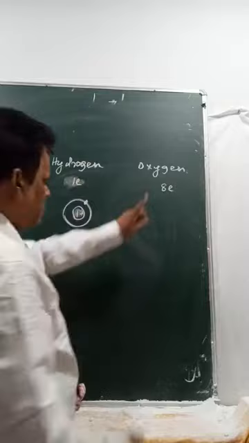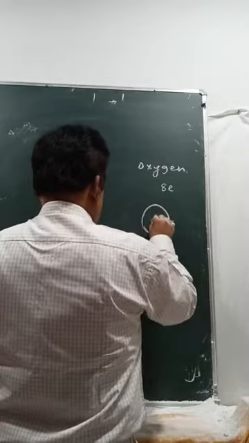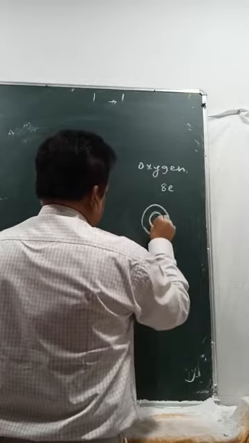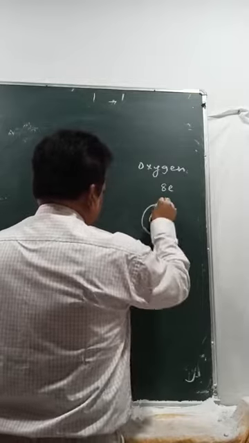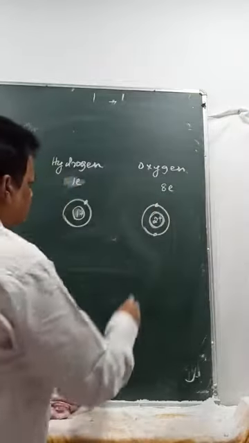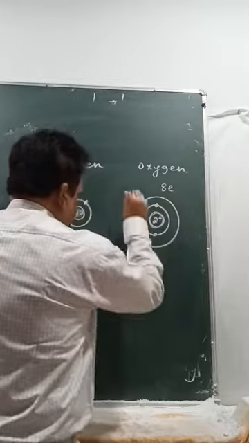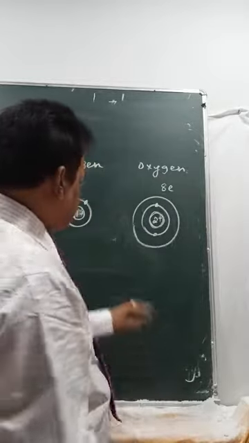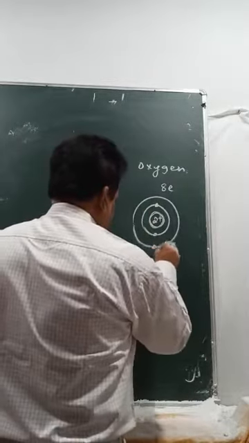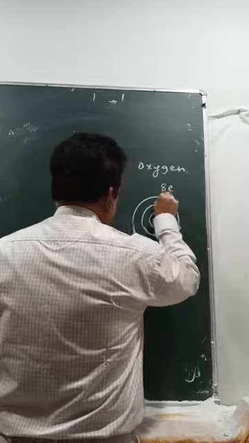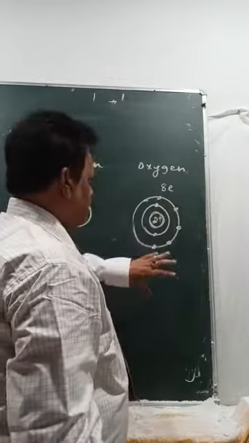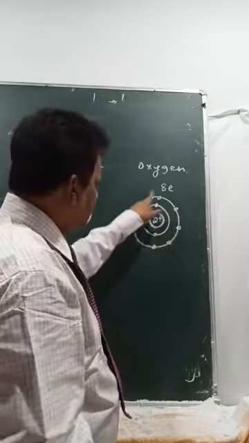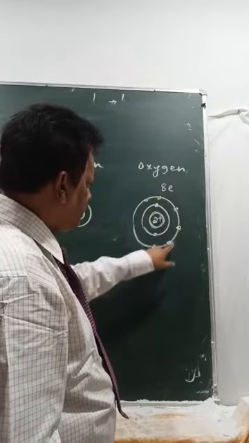Now when you go to oxygen, 8 electrons. This is your nucleus. The first shell will have 2 electrons. The second shell needs 8 electrons to be stable. But 2 are gone, so we have only 6: 1, 2, 3, 4, 5, 6. So this is not stable. If you give 2 electrons here, then only it will be stable, because we need 8 electrons, out of which only 6 are there.